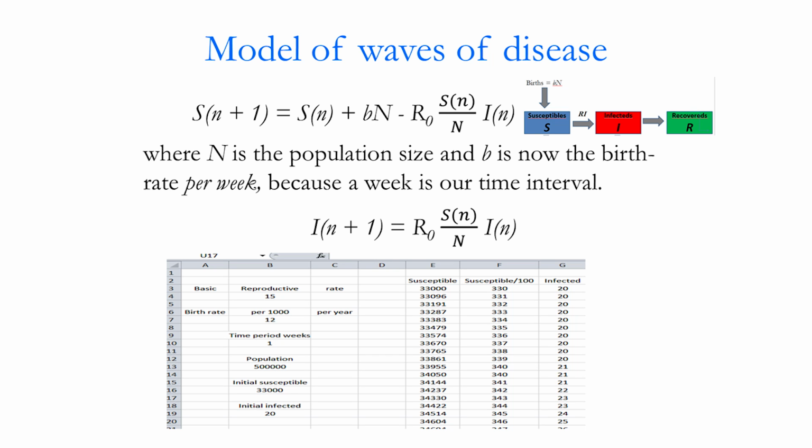During that week, people stay infected for a week and then move into the recovered category. So all that first line is saying is the number of susceptibles at the beginning of next week, S at n plus 1, is the number of susceptibles we have now at the beginning of this week, plus the number of people that are born during the week, minus the number of people that become infected. So that is all that is being said along that first line there.